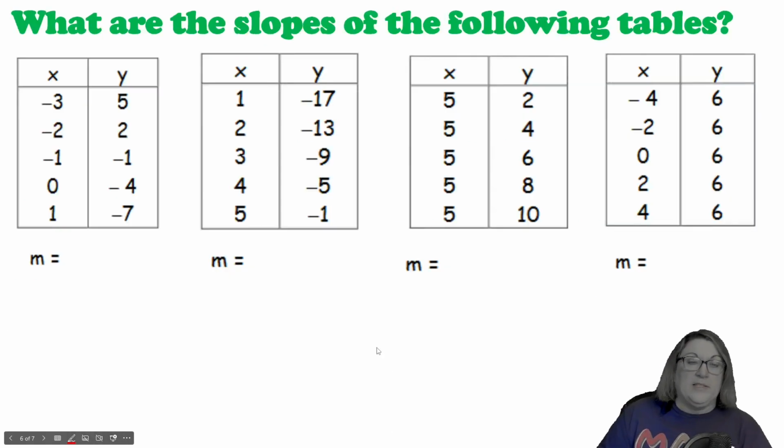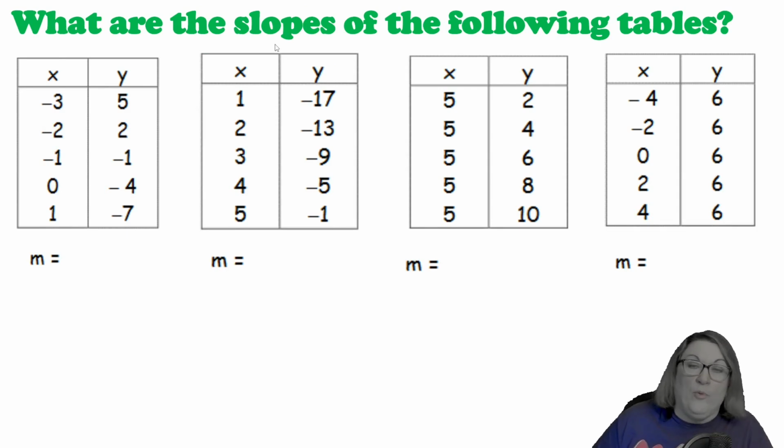Let's try some of these. Okay, what are the slopes of the following tables? Let's take some of these and see what's happening. Now, what's happening between the 5 and the 2? Well, to get from 5 to 2, we don't add, we would have to subtract 3, right? And to get from -3 to -2, that's not a subtraction either. That is adding 1. If I add 1 to -3, I'm going to get -2.